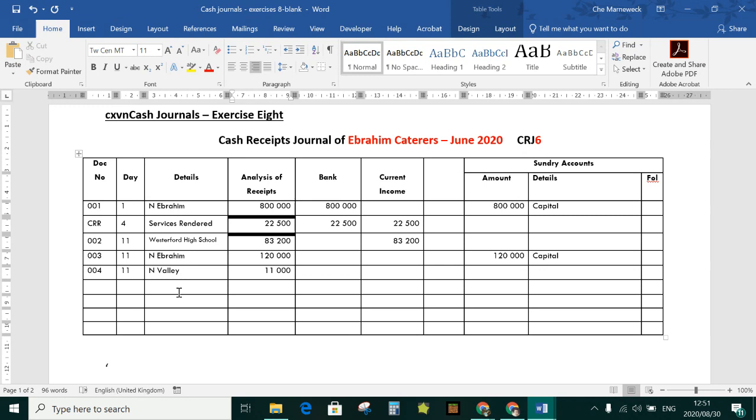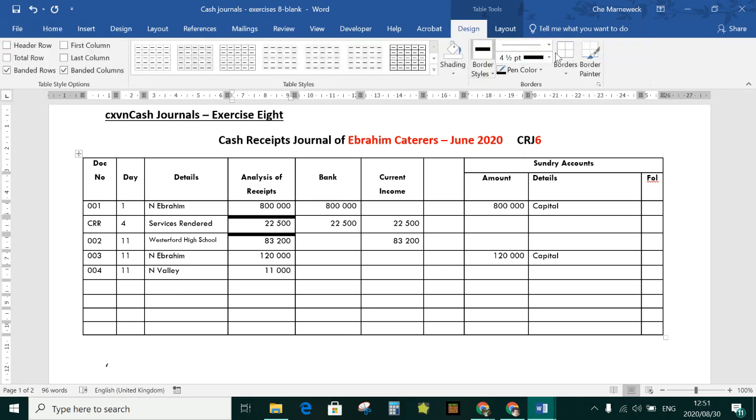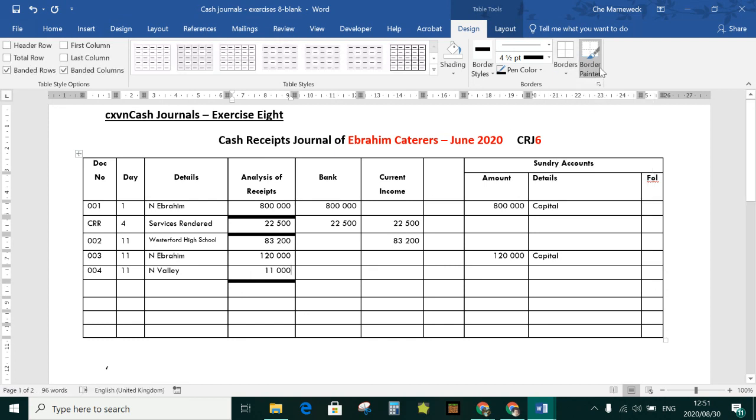It's the end of day 11. We don't receive any more money. So we get our ruler out. We underline analysis of receipts. Okay. We're going to add the three values together to get the total amount that we received, and that is deposited in our bank account. So 83,200 plus 120,000 plus 11,000 gives me 214,200.